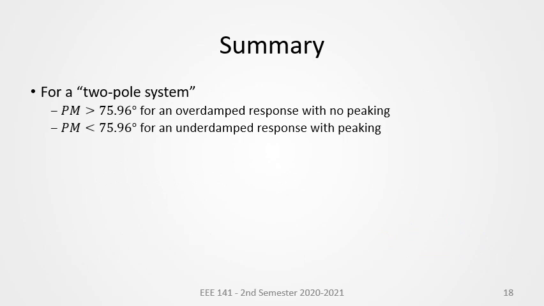A two-pole system will exhibit a critically damped response if the phase margin is 75.96 degrees. A phase margin larger than this means the system is overdamped, and the closed-loop magnitude response will exhibit no peaking. There will also be no ringing in the step response. Meanwhile, a phase margin less than 75.96 degrees but still greater than 0 degrees will exhibit an underdamped response with peaking in the closed-loop magnitude response and with ringing in the step response.